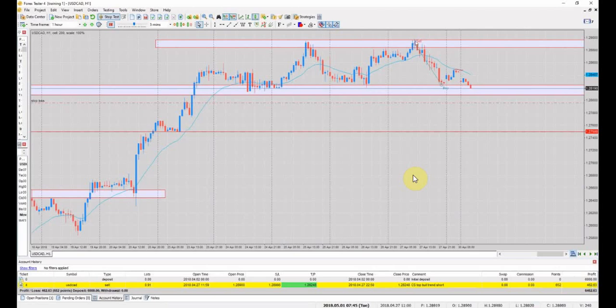And it was pretty much at the end of a session, going into the New York session, almost immediately at the start of the New York session. So opening. Yeah, that's a good entry also because usually big movement will start in the opening sessions.